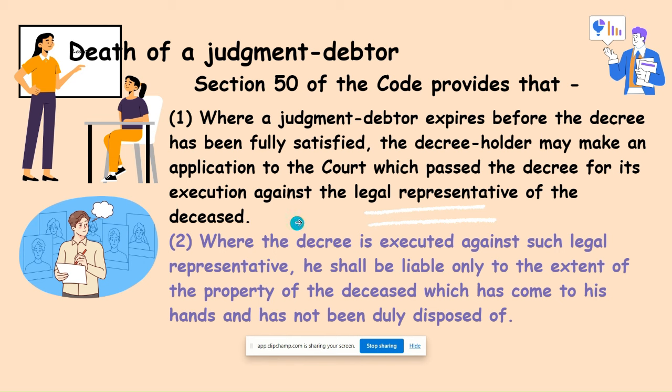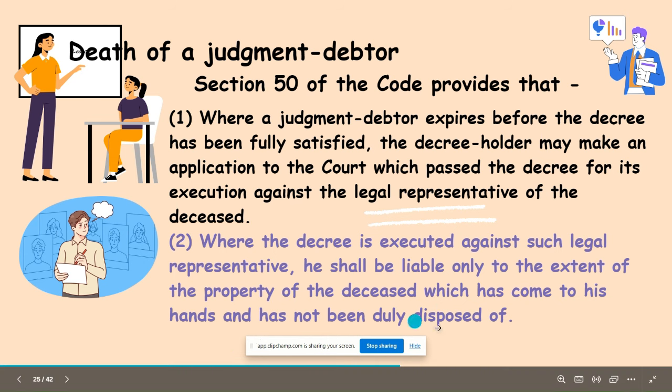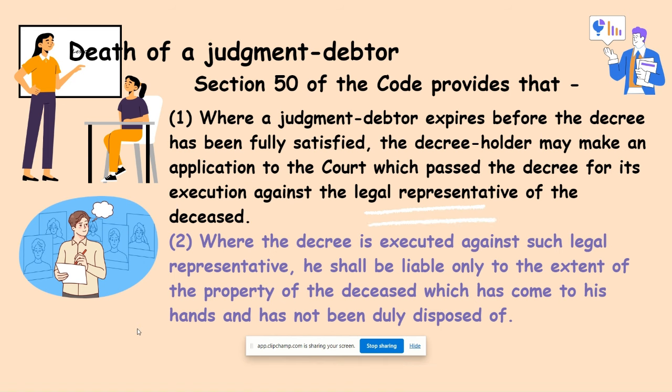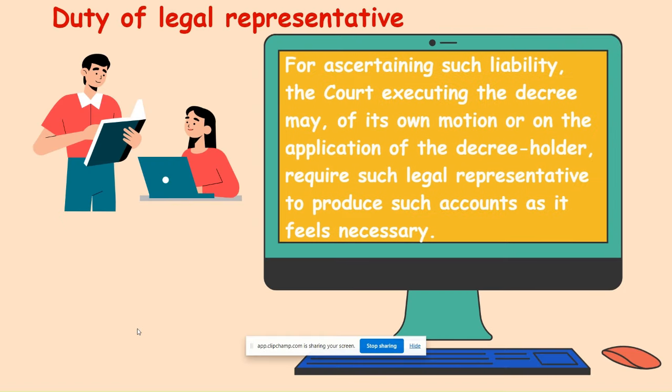And secondly, where the decree is executed against such legal representative, he shall be liable. The legal representative shall be liable to the extent of the property of the deceased which has come to his hands and has not been duly disposed of. Whatever property or assets he has received, he will be liable to that extent. This is on death of a judgment debtor. Section 50 of the Code deals with these provisions.